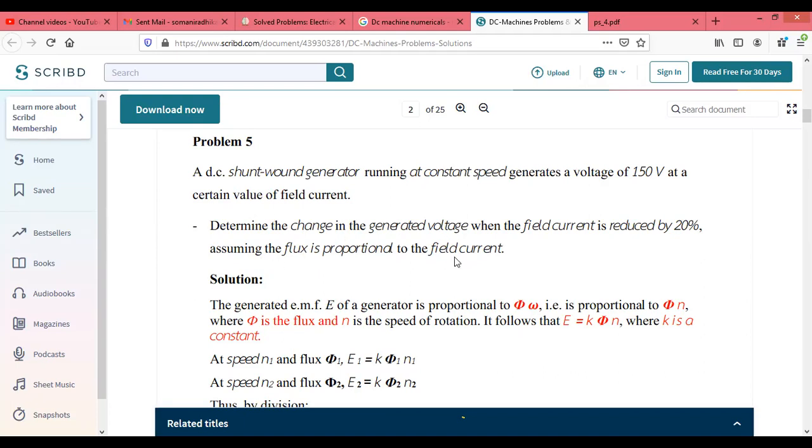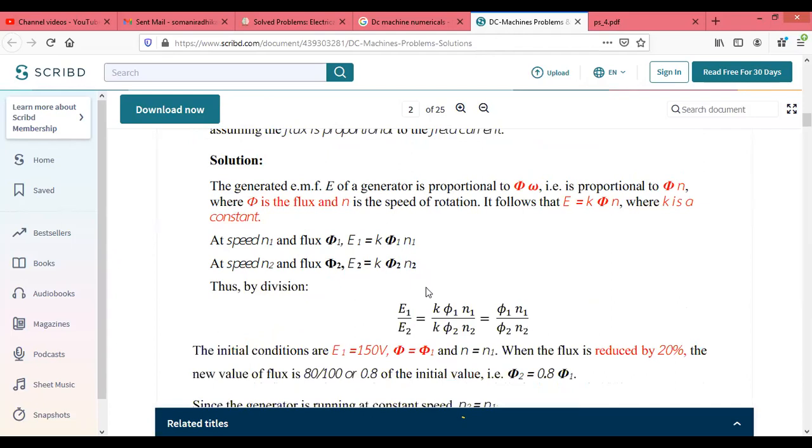Assuming flux is proportional to the field current, phi is directly proportional to the field current. They have given it here. Even if they have not given it, we consider it anyway. So here we have the equations: if we consider speed N1 at flux phi 1 and speed N2 at flux phi 2, we will get the generated EMF E1 at flux 1 and E2 at flux 2. And we are supposed to find the value of E2.